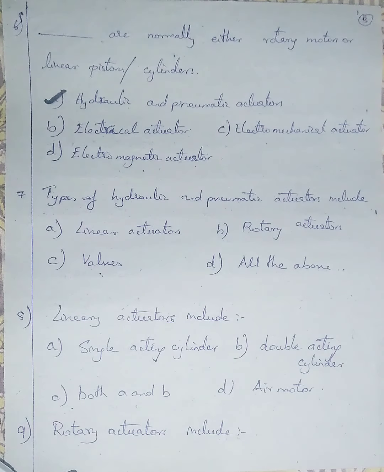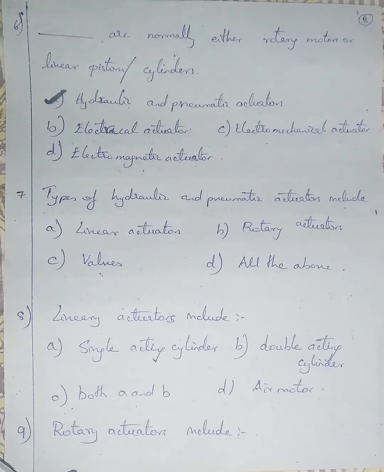Hydraulic and pneumatic actuators will be mostly rotatory motors or linear pistons or cylinders. Question number 7. Types of hydraulic and pneumatic actuators include: option A, linear actuator; option B, rotatory actuators; option C, valves; and option D, all the above.